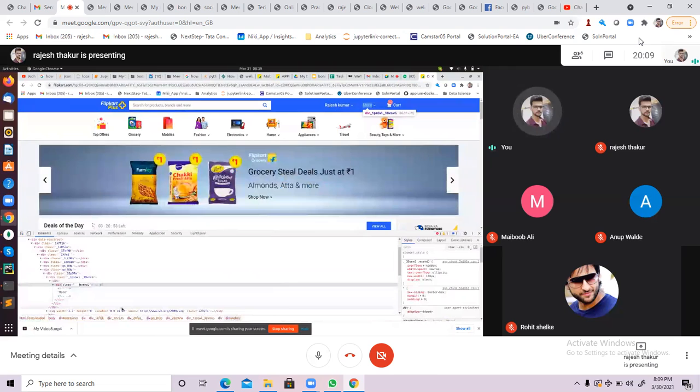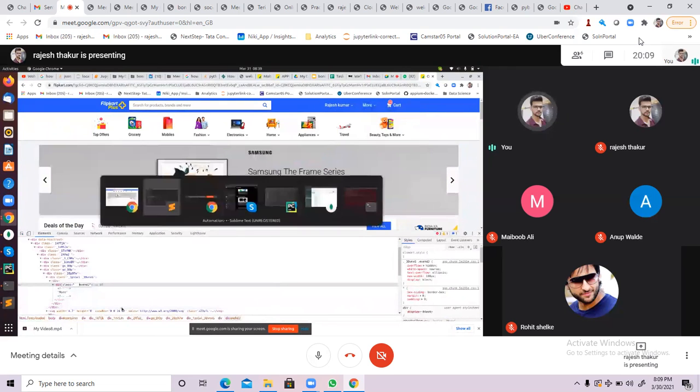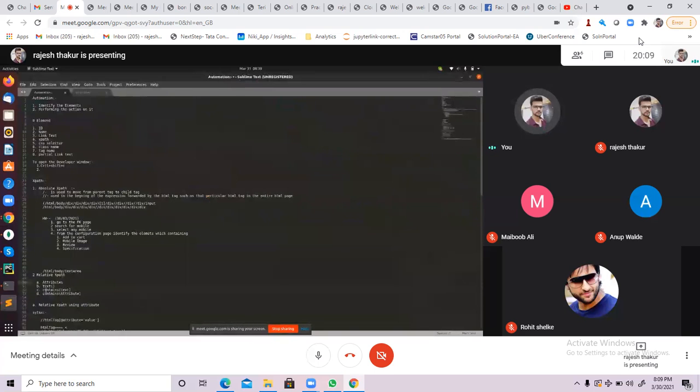So what is the syntax for the contains function? Today we are going to discuss identifying the element with the contains attribute.